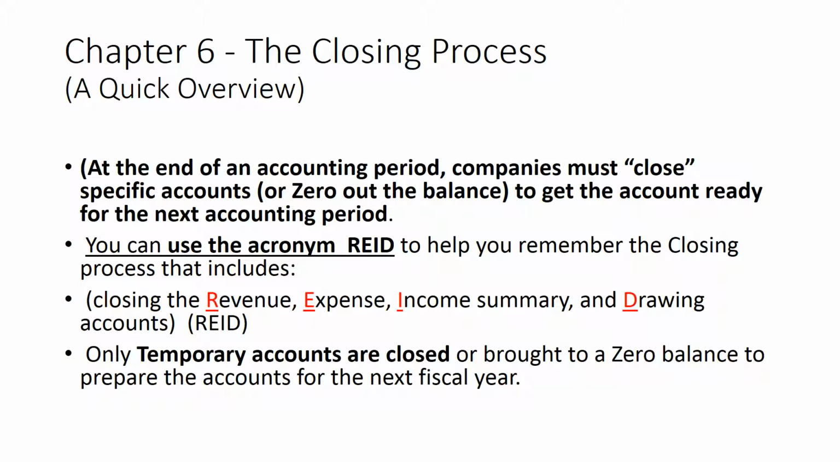Your book also mentions that you can use the acronym REID, R-E-I-D, to help you remember the closing process. R is for revenue accounts, E is for expense accounts, I is for income summary, and D is for drawing accounts. Recall that the drawing account is another word for withdrawals that are made by a business owner.